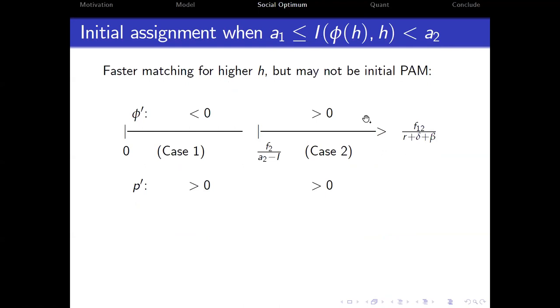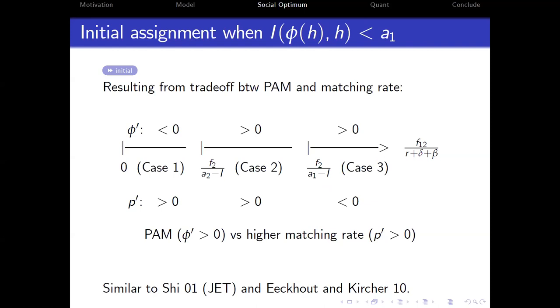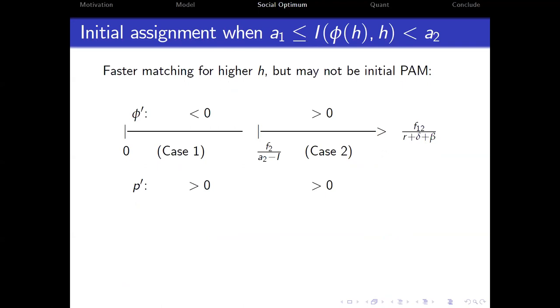Then suddenly you don't have the last case. The last case in the previous graph is that you have strong PAM initially, and the high skilled people are actually being matched more slowly. Once you get the initial investment to be higher, the last one would have never occurred, because it's really costly to insist on strong PAM, since you can still get to PAM very quickly by investment.